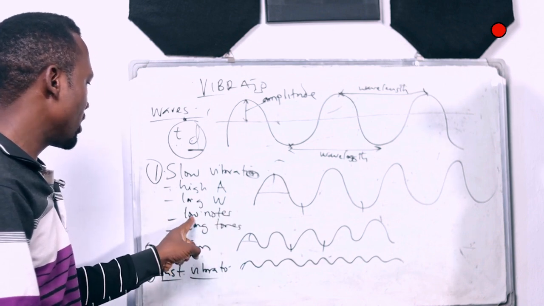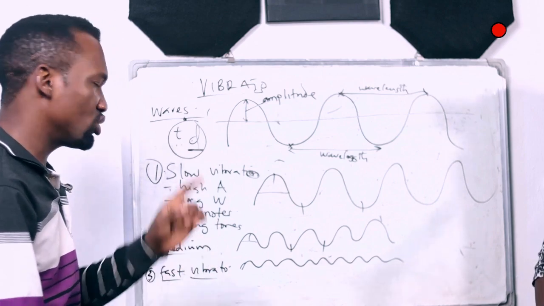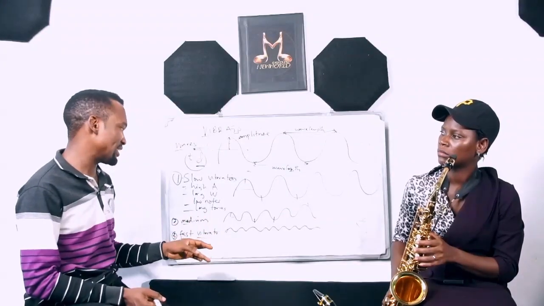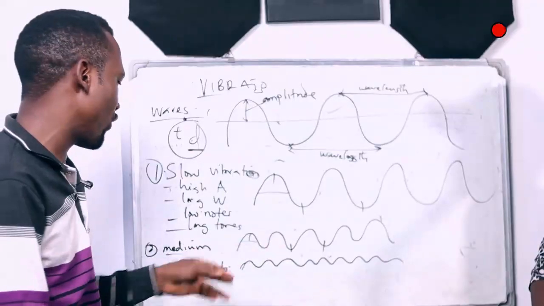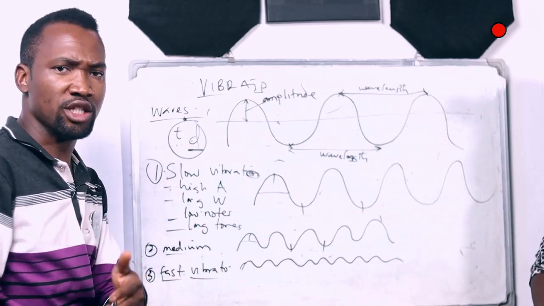What do you call it? You use it more for high notes. When you get to do, re, mi, fa, you most likely will start going fast vibrato. And then for short notes, short tones, you use it even when it is low.